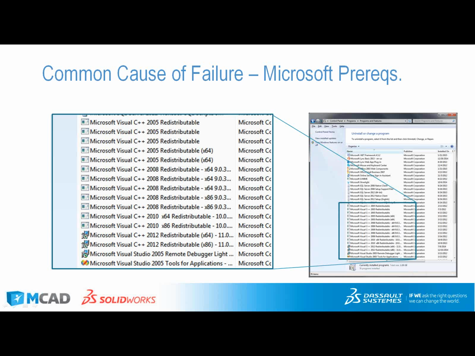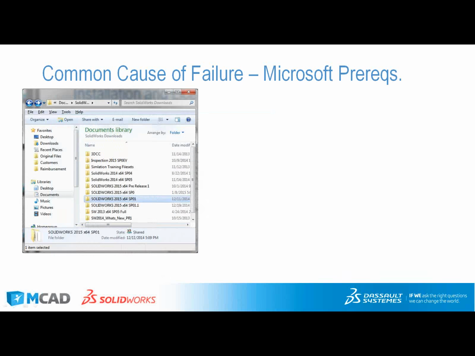If the failure is related to the prerequisite programs, that's typically the common set of ones that we have to sometimes reinstall manually. And the log files help us pinpoint these and give us good information about which one or which ones to target. So if we do have to reinstall, those are found within the DVD or the download folder for your installation files. So here's a screenshot of that.